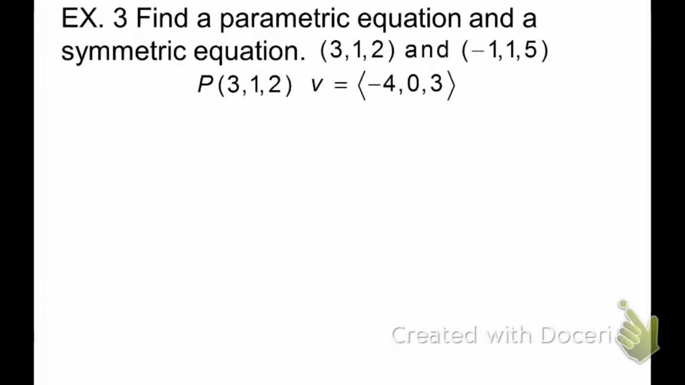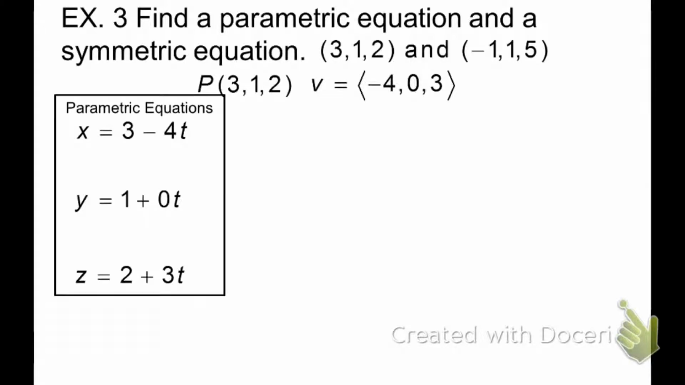Then I have the same process. I'm going to write my parametric equations and then solve for the symmetric equation. So x is going to equal 3 minus 4t. y is going to equal 1 plus 0t. z will equal 2 plus 3t. So those are my parametric equations.